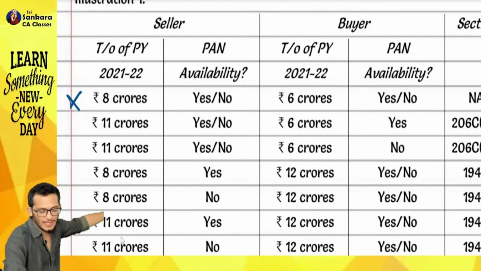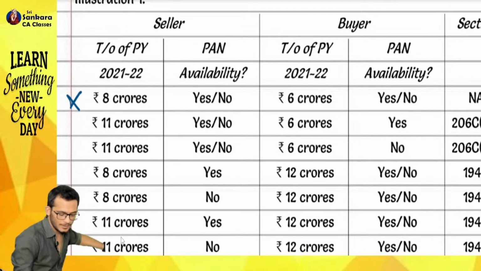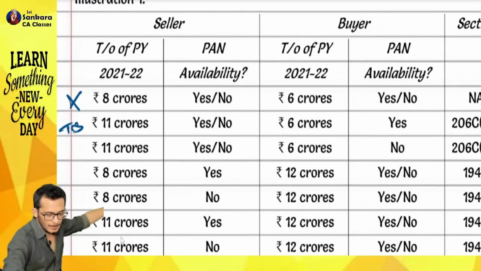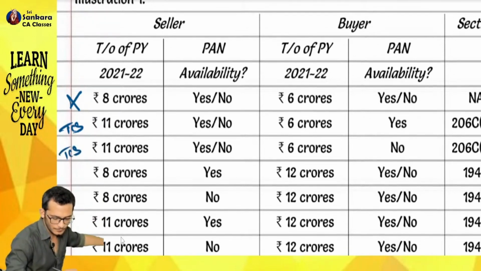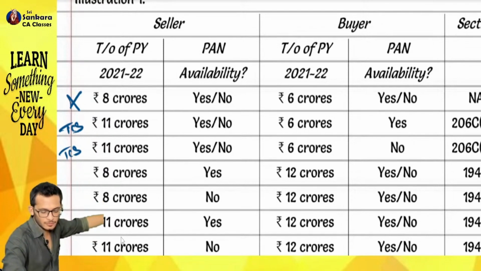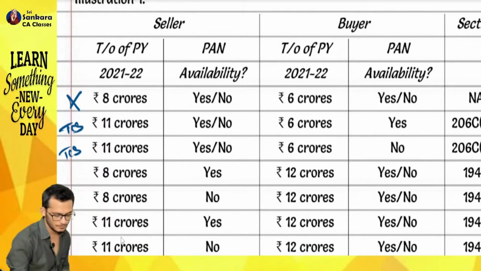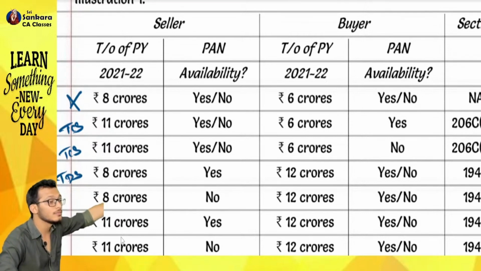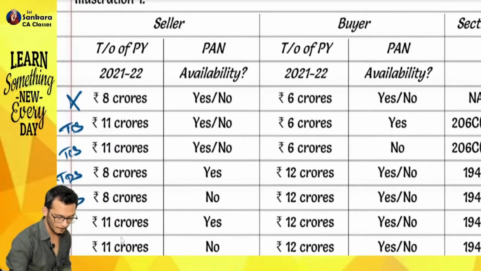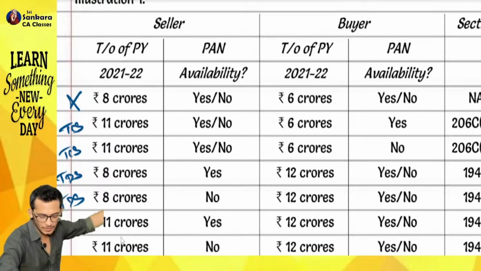Seller's turnover is 11 crores. Buyer's turnover is less than 10 crores, 6 crores. You will apply TCS. Next: seller's turnover is 8 crores, buyer's turnover is 12 crores. Next: seller's turnover is 11 crores, buyer's turnover is 12 crores.